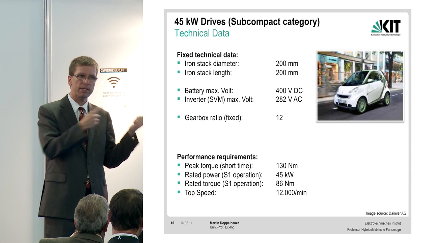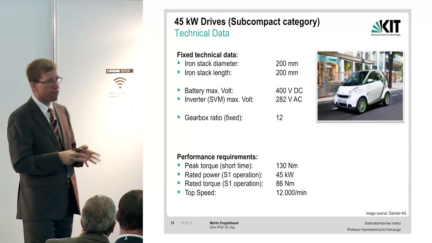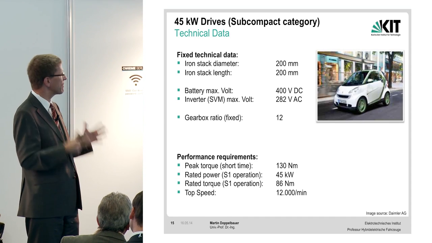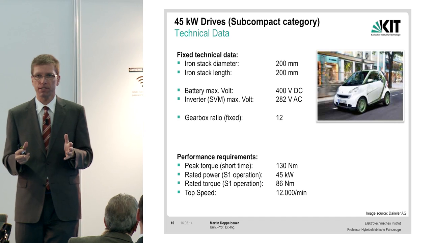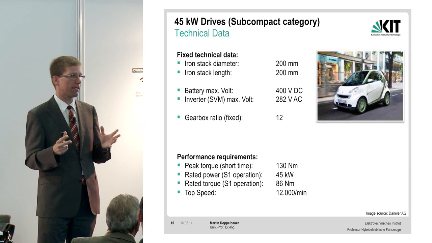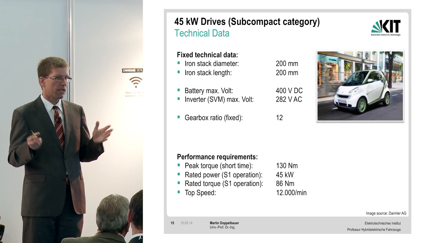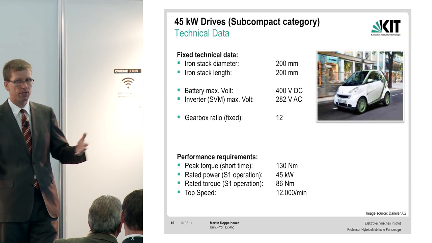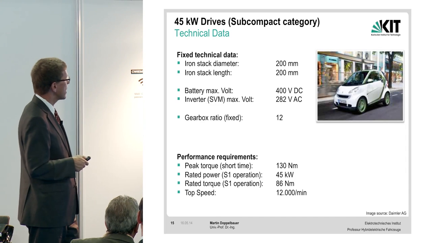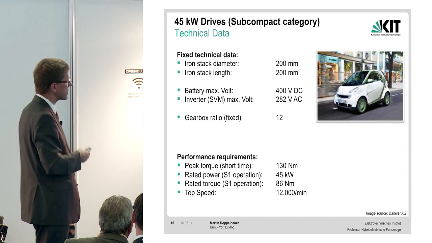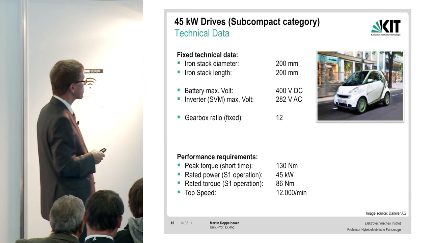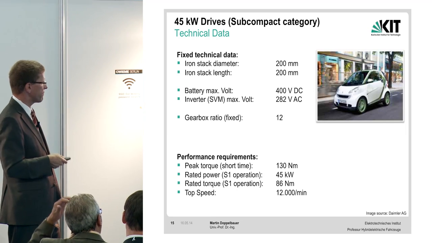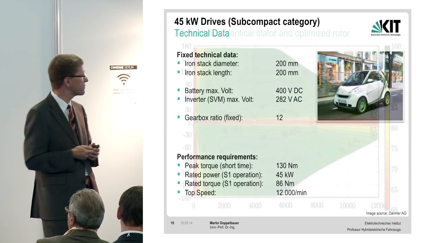In this case, we have designed all three machines with the same stack, with the same iron length and the same iron diameter, so the same magnetic stack. In other words, the permanent magnet synchronous machine was the shortest and the field winding machine was the longest. Again, the voltage of the battery was given, the voltage of the converter or inverter was given, gearbox ratio again was fixed, and we have performance requirements.